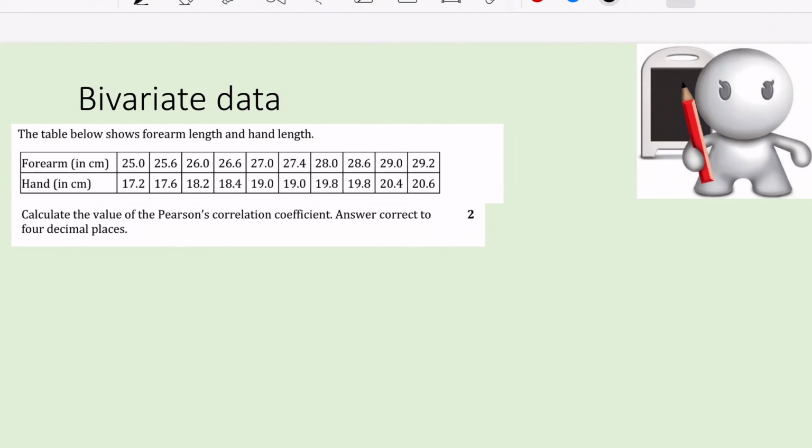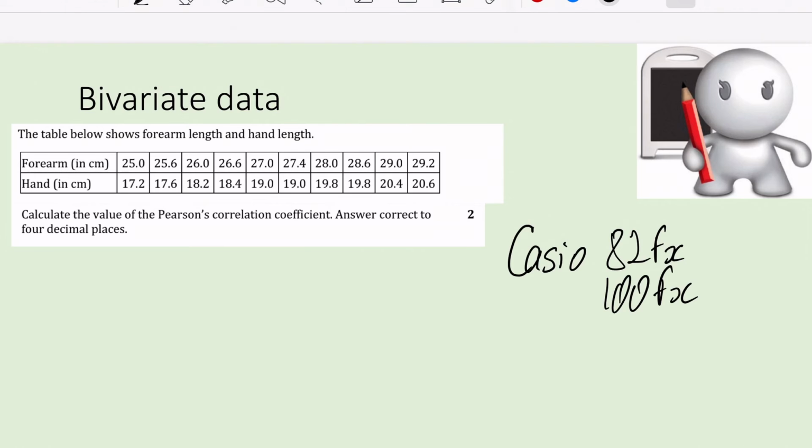In this one, we're after a calculation that would lead us to Pearson's correlation coefficient. Now, obviously, you would need to use your calculator over here, and I'm only talking about the Casio 82 FX or 100 FX. When I say that, first of all, you'll need to start off by pressing mode and then 2. Now that's the mode for bivariate data.